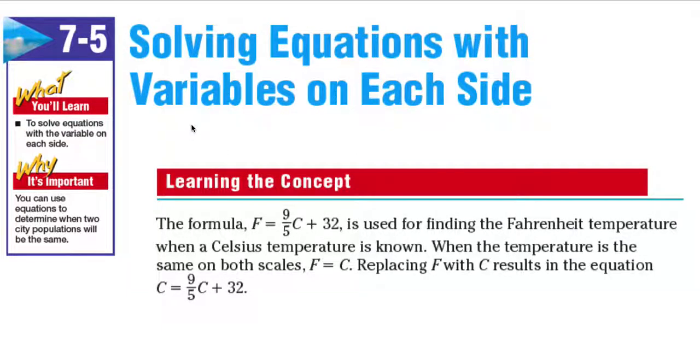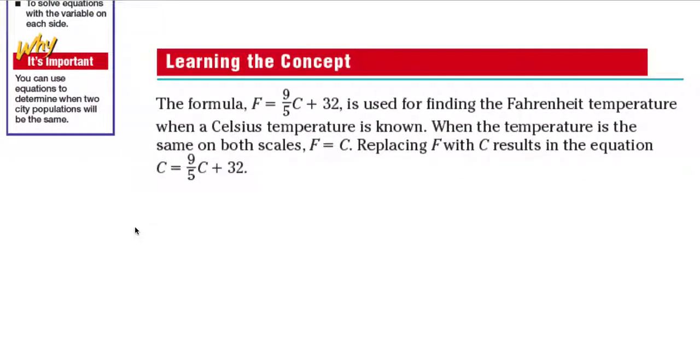Lesson 7-5, solving equations with variables on each side. In this lesson, you learn to solve equations with a variable on each side. Why is it important? Because you can use equations to determine when two city populations will be the same. So let's take a look at this concept, and let's take a look at this formula.